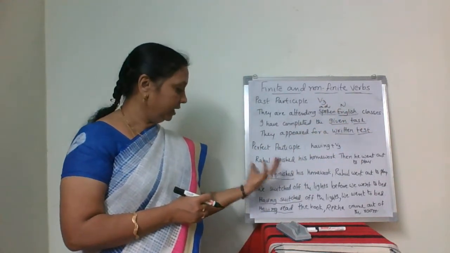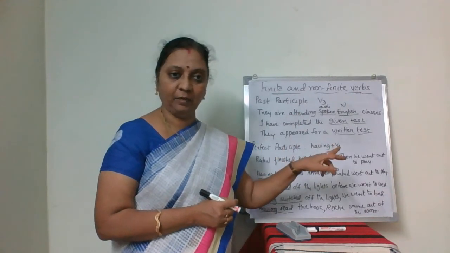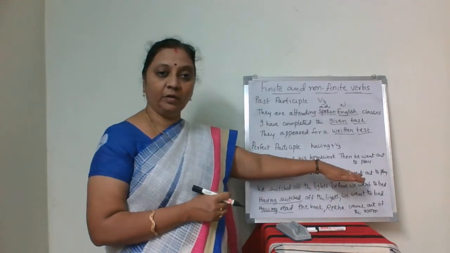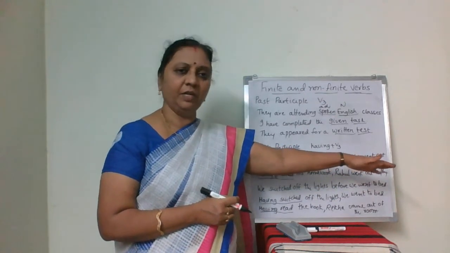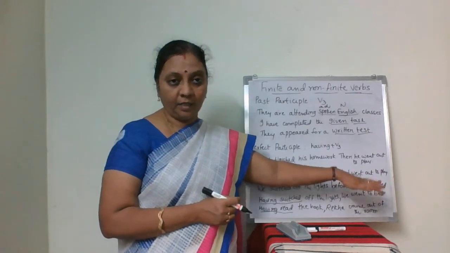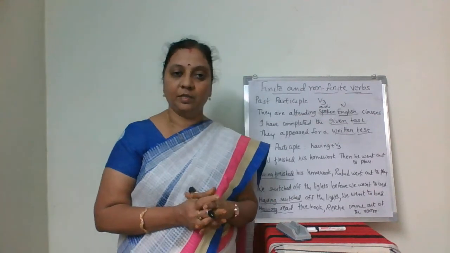And the third one is perfect participle, here having plus V3 form. Again, their role is also an adjective. Having finished his work, he went out to play. Having read the book, Rekha came out of her room. So, like this, we use perfect participles.